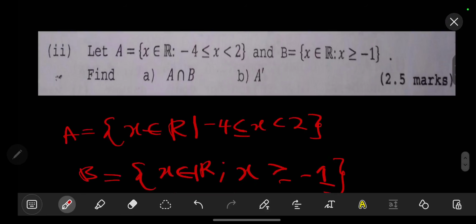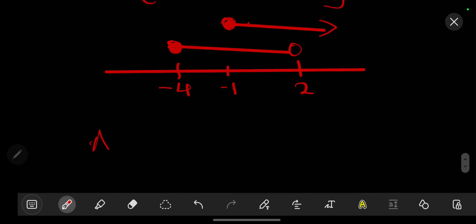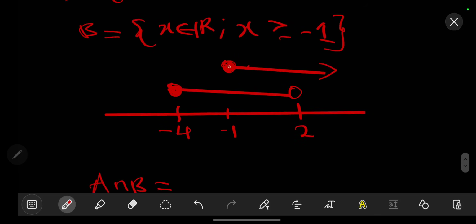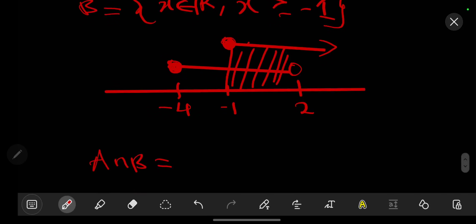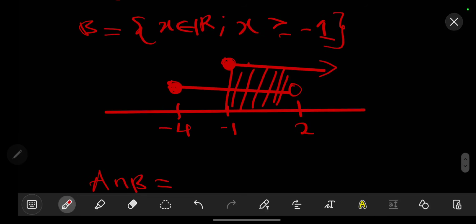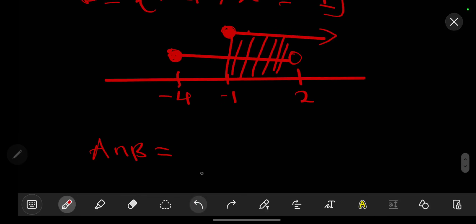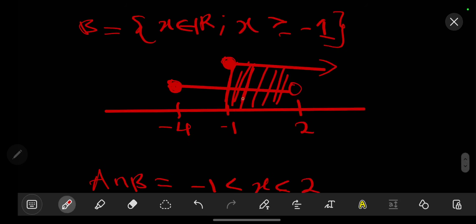So to answer the first part, it says A intersection B. So A intersection B, the things in common are, if we shade, it's this. So the answer for that one will be equal to, representing it, negative 1 less than or equal to x less than 2. If we are to move from this interval until we meet where 2 is.